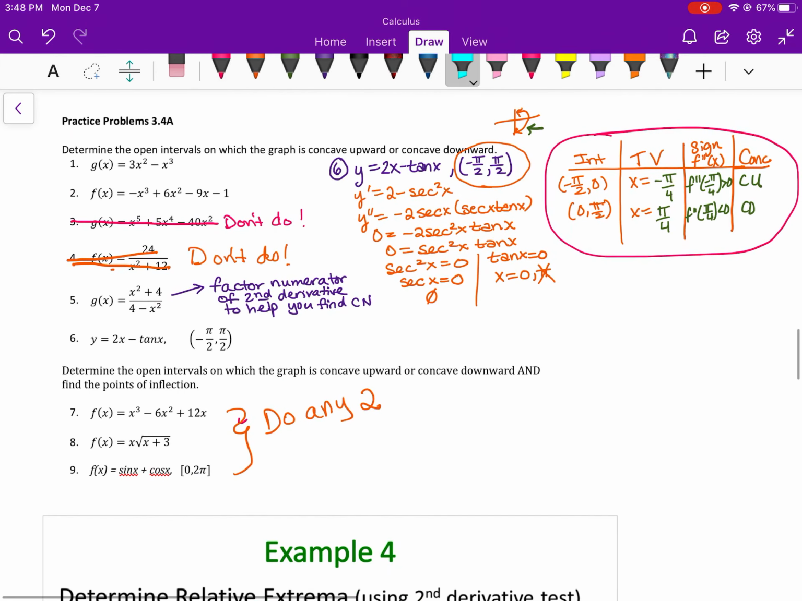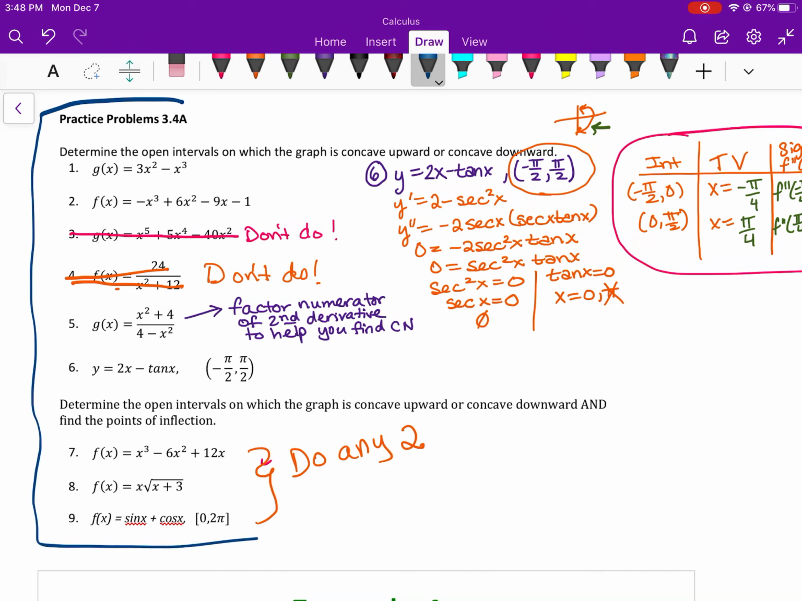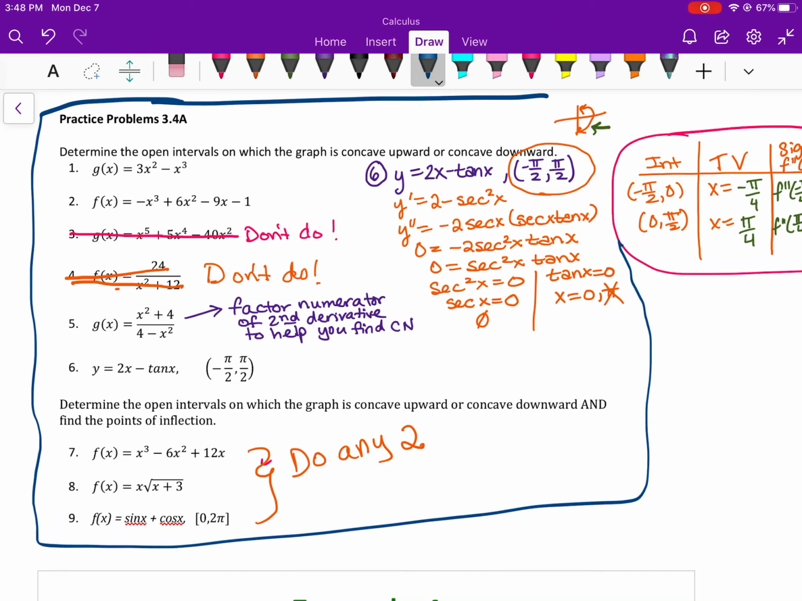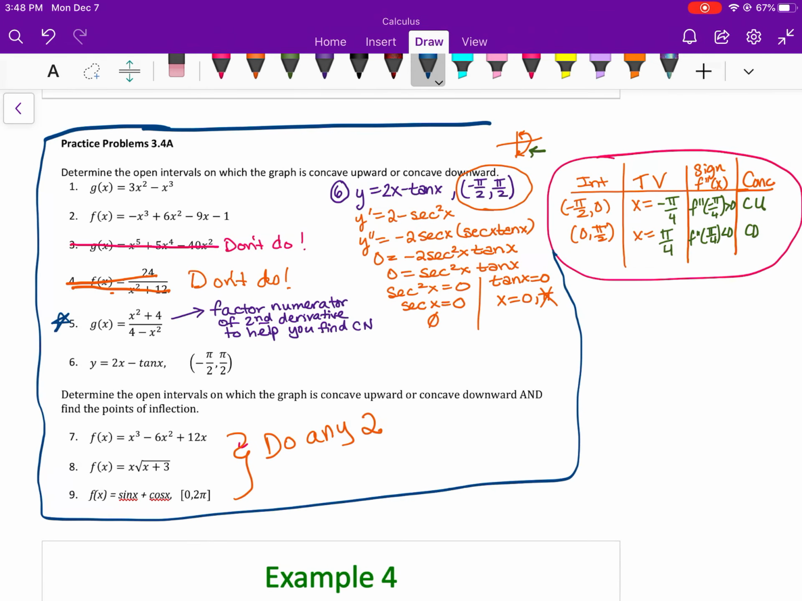And then I did abbreviate your assignment. So this is the assignment for practice problems 3.4a. There's a hint there on number 5. And then we worked out number 6 in class. So you're welcome to use that one in your practice problems.